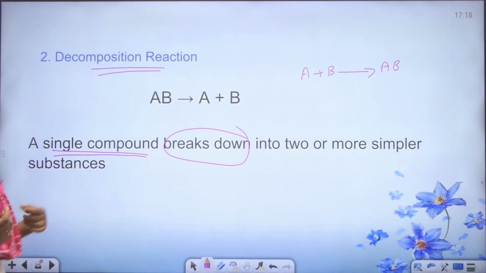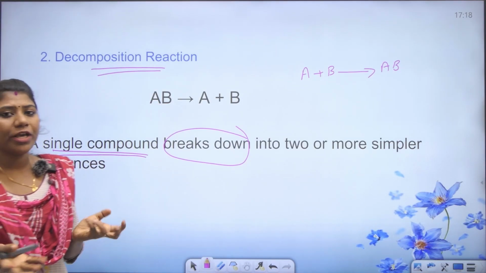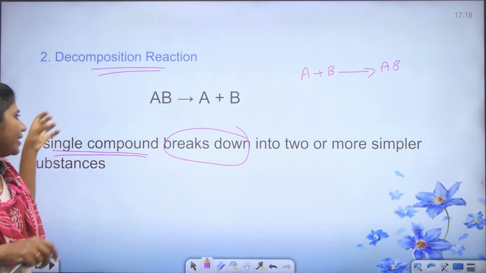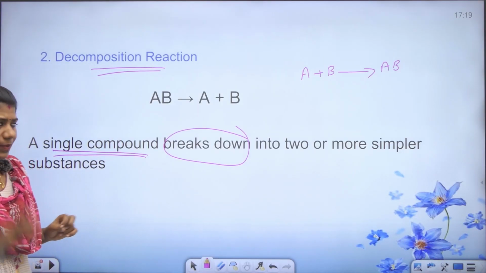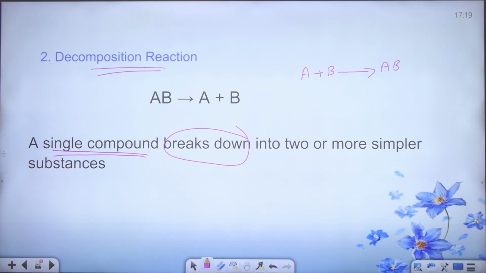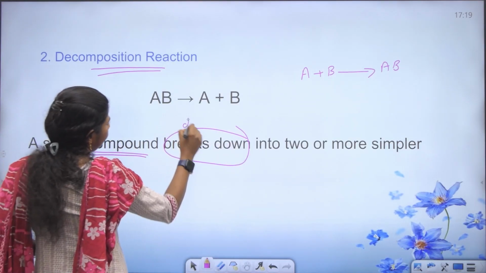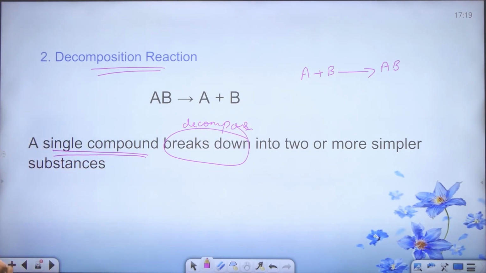In a combination reaction, two or more elements combine to form a molecule, and a single product will form. But in a decomposition reaction, a single compound breaks down into smaller molecules or smaller substances. Decomposition means breakdown. A single compound breaks down or decomposes into two or more simpler substances.